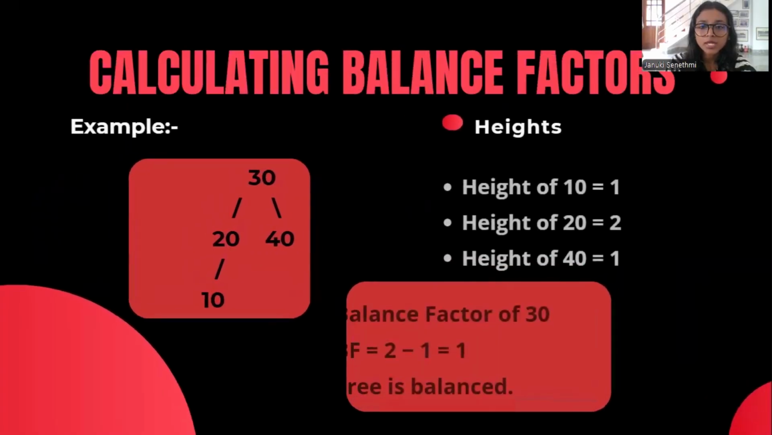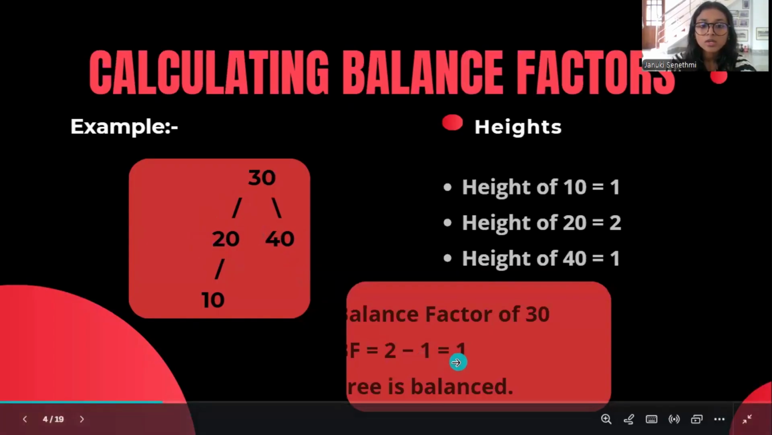So how do we calculate this balance factor? Here, node 10 has height 1, node 20 has height 2, and node 40 has height 1. For node 30, left height is 2, right height is 1. So the balance factor becomes 2 minus 1, which equals 1. Since the value is within the allowed range, the tree is balanced.